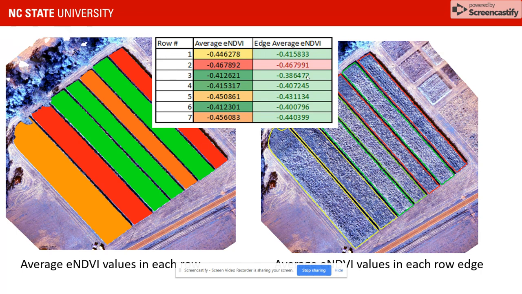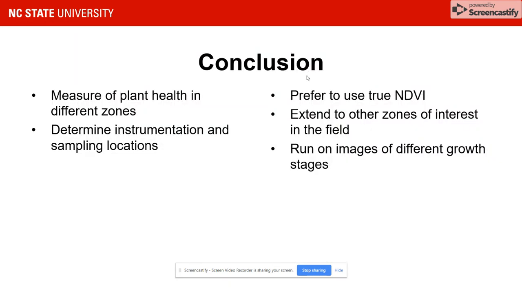So as you can see on the left, this is the output from the 7 polygons that I drew around each row in the field. And in the table, you can see the average ENDVI values in each of those polygons, and I've visualized it with a color ramp symbology. On the right, similar symbology to label each of the 1 meter row edge polygons. You can see that ENDVI in those polygons is actually slightly higher than the ENDVI average for those same rows, which is surprising.